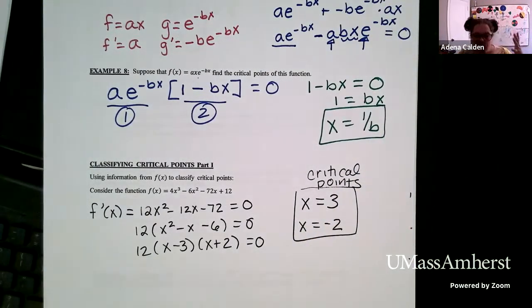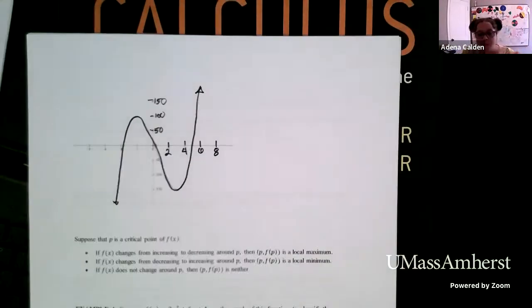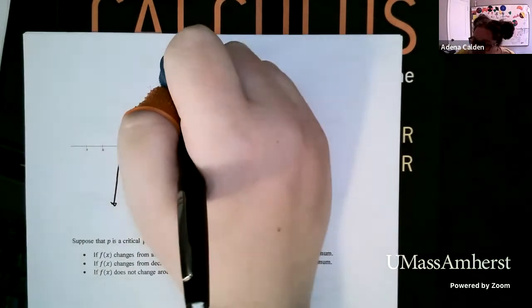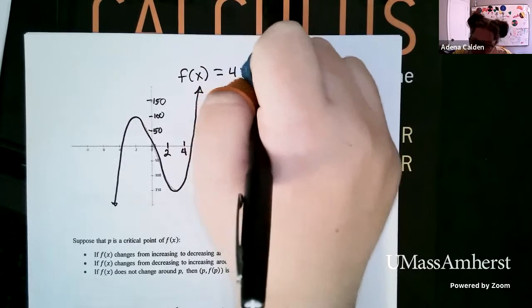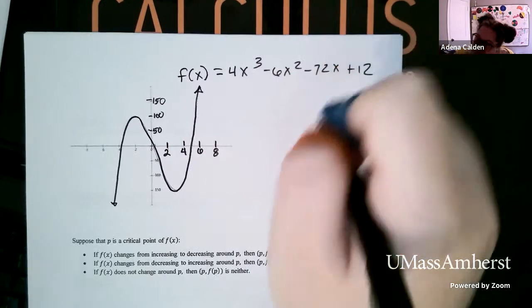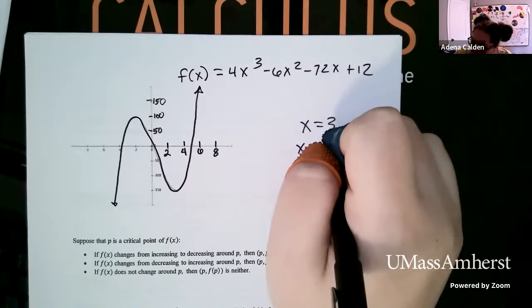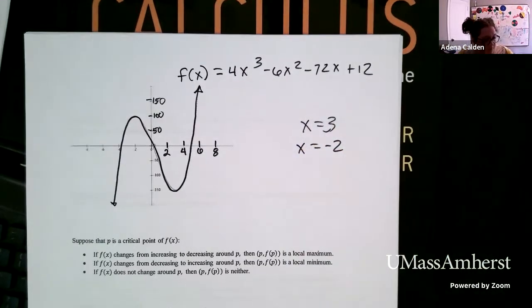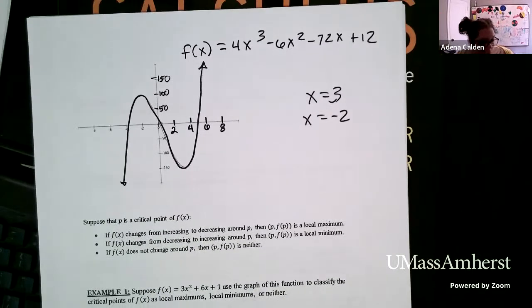Then how do we use the original function? Typically you're going to be using the original function because you have a graph of it. This is what the graph of our function looks like. This was 4x cubed minus 6x squared minus 72x plus 12, right? Our critical points were x equals 3 and x equals negative 2. So what we're asking now is, how do we determine what they are based on what this graph looks like?